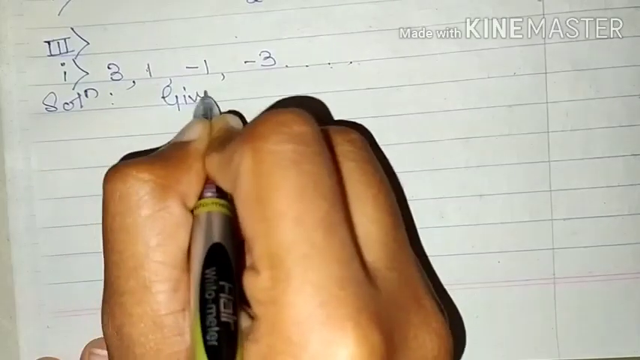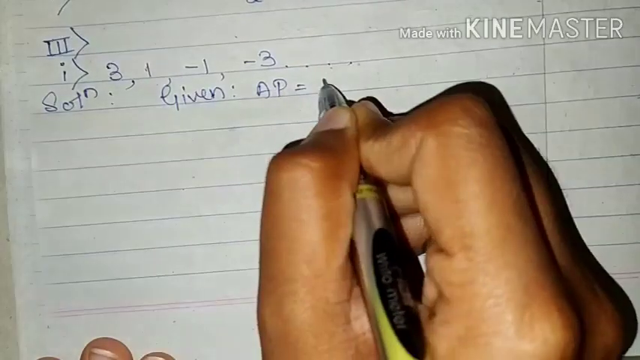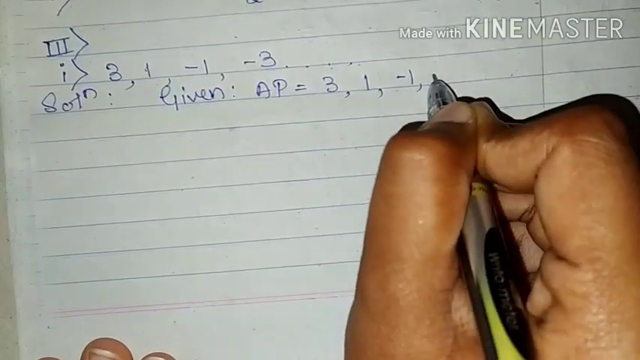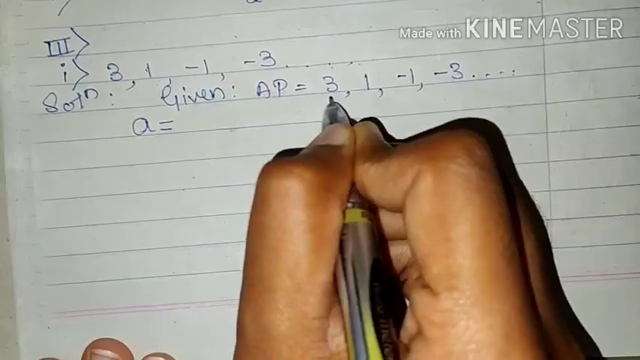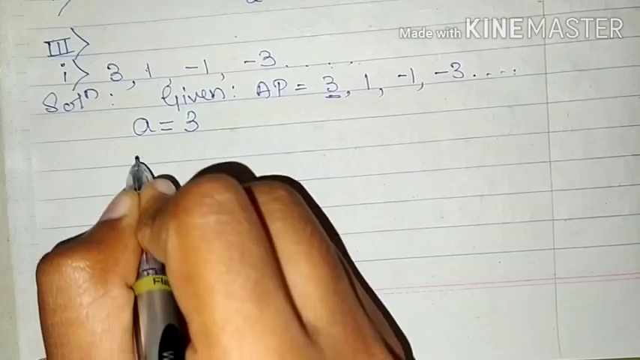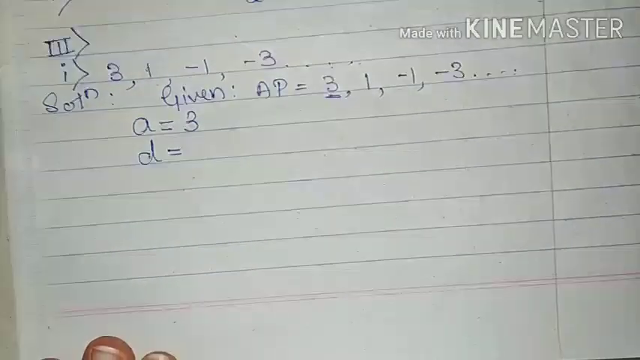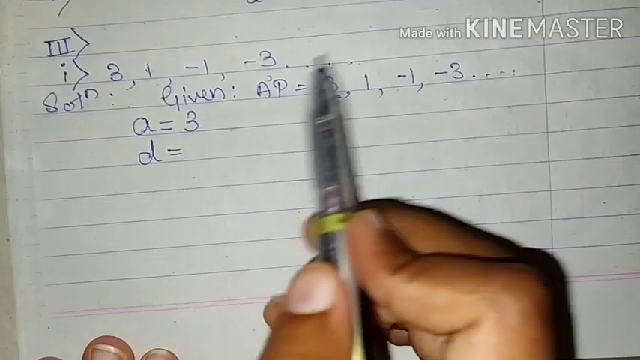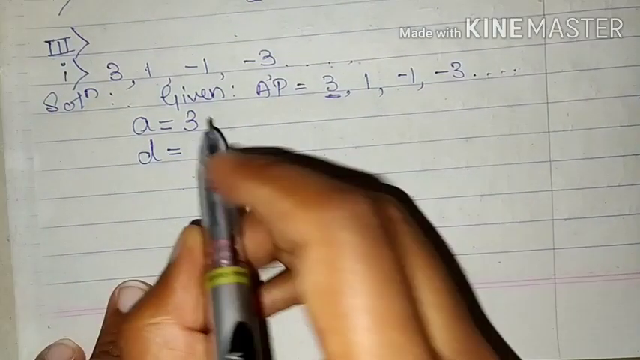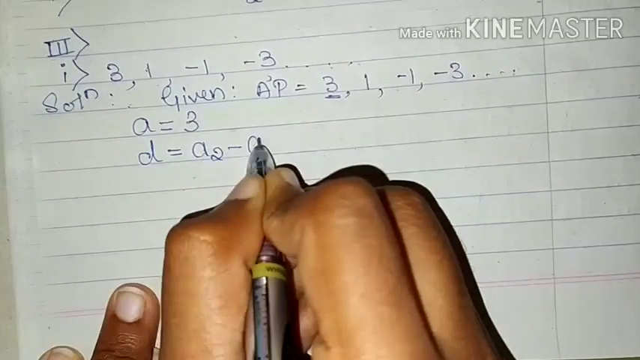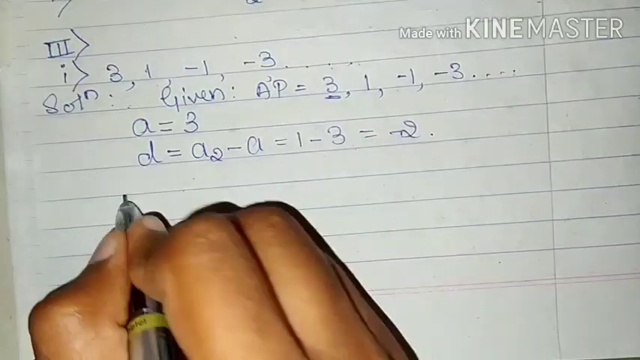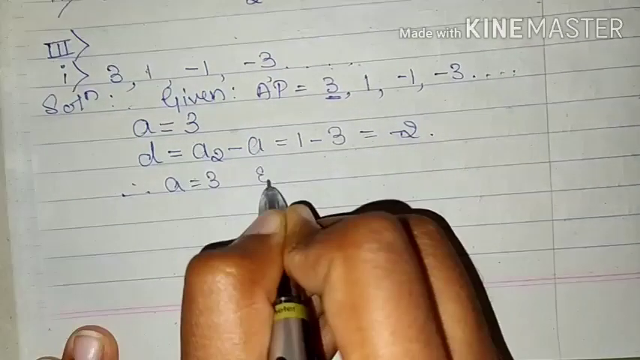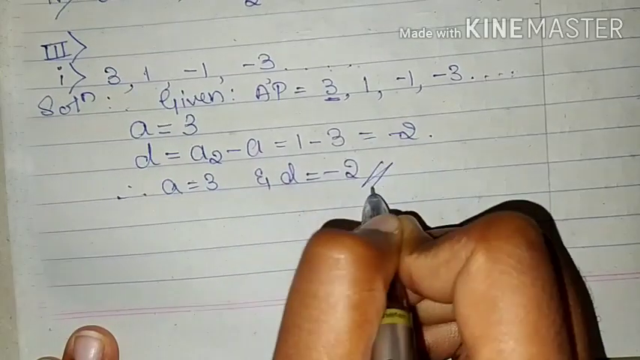So now solution. Given AP is equal to 3, 1, minus 1, minus 3 and so on. So A is equal to what? The very first term. We can easily say that A is equal to 3. And now D, they have told us that this is an AP. This list of numbers is an AP. So we don't have to verify D here. We just have to calculate D. So D is equal to A2 minus A, which is 1 minus 3, which is nothing but minus 2. Therefore A is equal to 3 and D is equal to minus 2 is our solution.